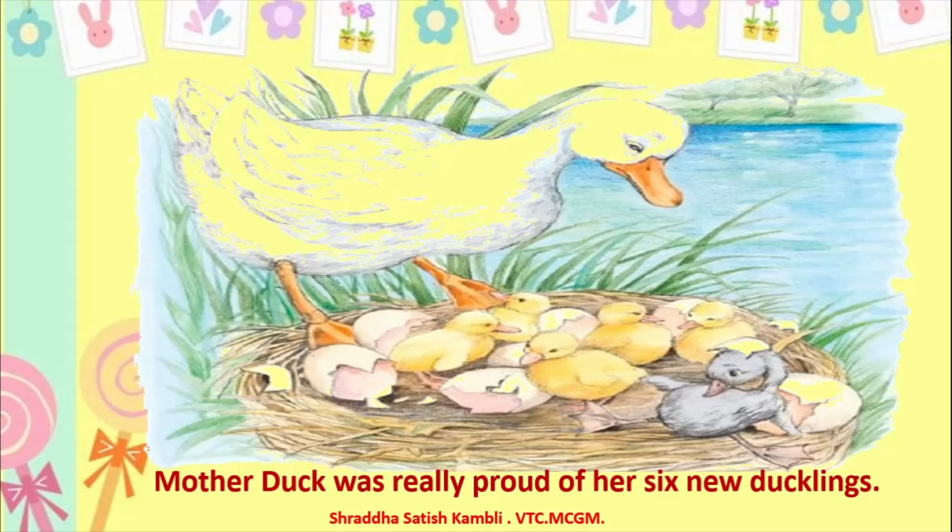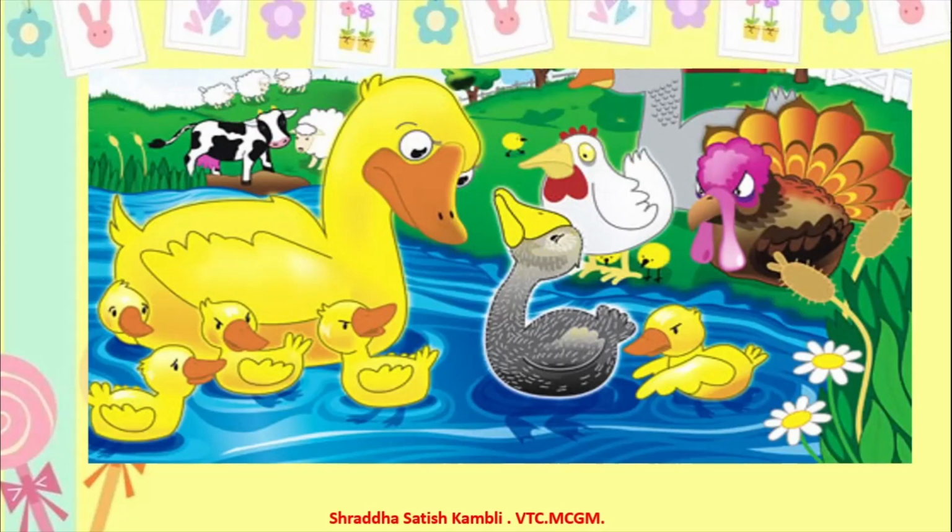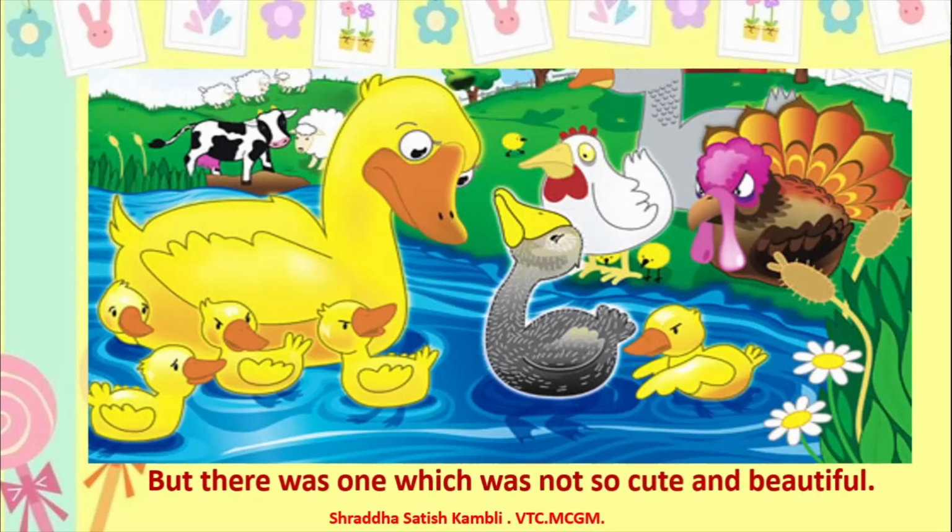Now mama duck was really proud of all her ducklings. There were 6 beautiful yellow color, cute and pretty ducklings. But there was one duckling which was a little different from the others. Can you see this? So this duckling, it was not very cute and beautiful. Look at the other ducklings. They are all yellow with nice beautiful beaks and they are so cute. But look at this 7th one. It is a little grey in color and it is a little bigger in size.